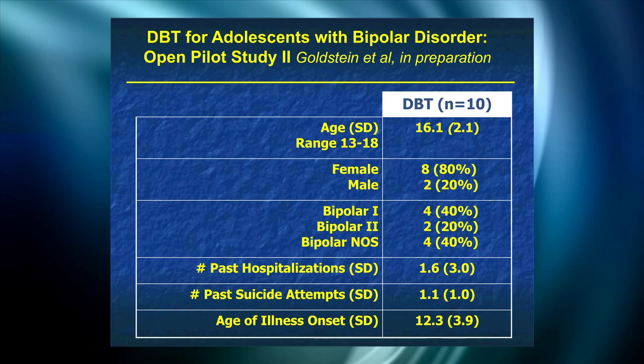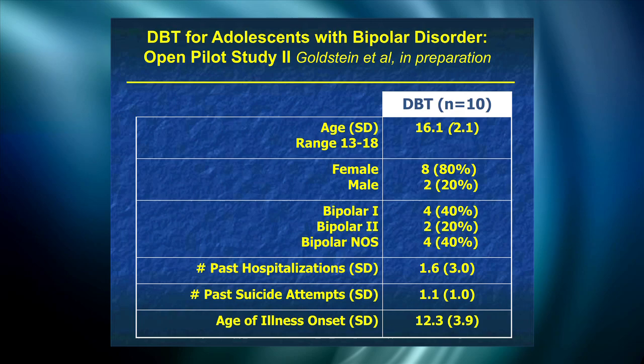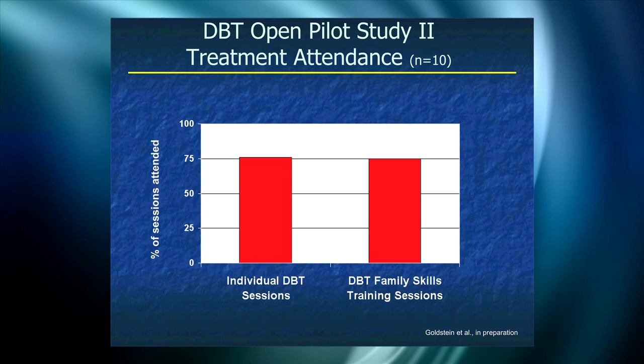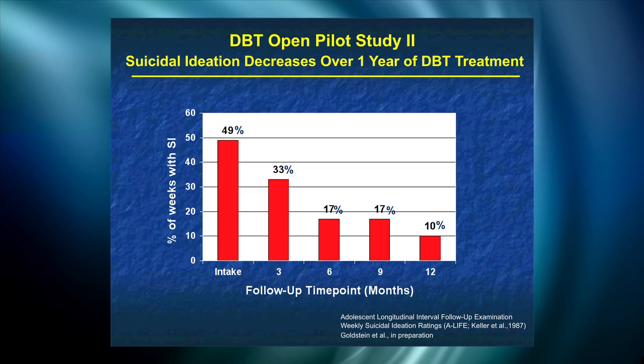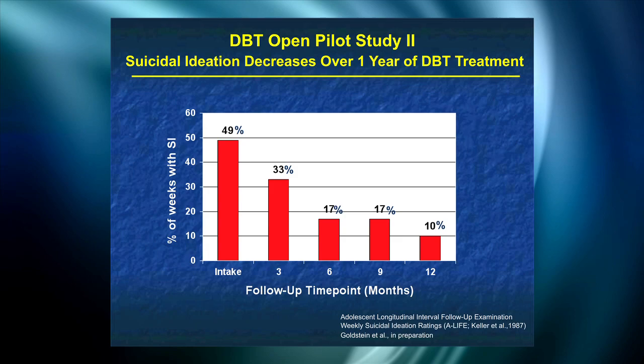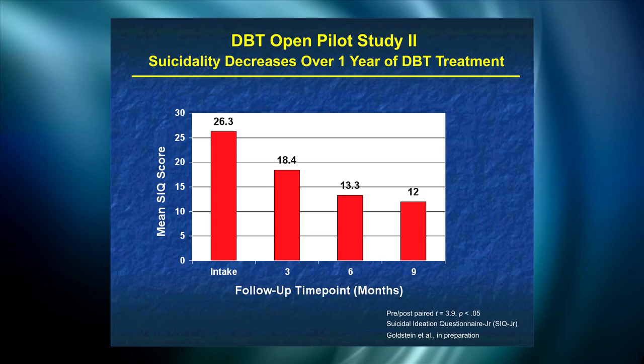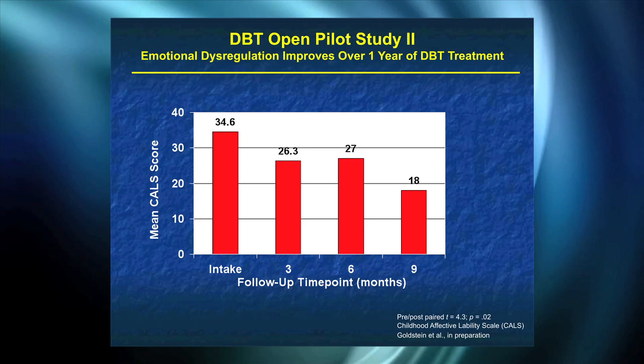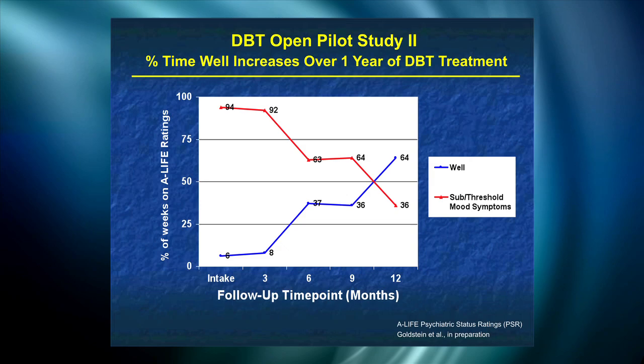And again, a combination of BP1, 2, and NOS. These kids have been hospitalized and made suicide attempts, and their age of illness onset was around, on average, 12. You see the percentage of sessions attended was pretty good, around 75%. And again, over the 1 year open label follow-up, suicidal ideation decreases, suicidality on a broader measure decreases, depression scores go down, emotion dysregulation scores go down, and the percent of time spent well increases over 1 year.